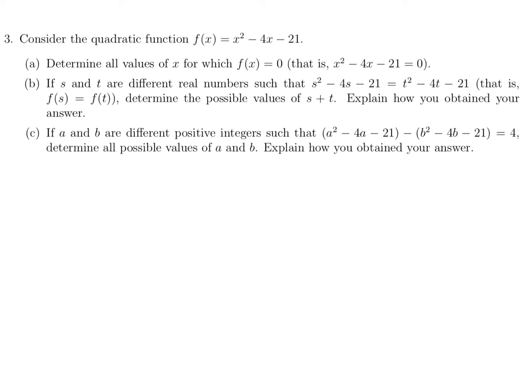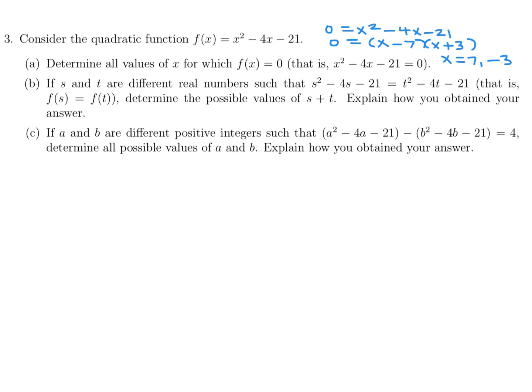Consider the quadratic function f of x equal to x squared minus 4x minus 21. Determine all values of x for which f of x is 0. So 0 is equal to x squared minus 4x minus 21. And we factor, 7 and 3, I believe minus and plus, right? So therefore x is either 7 or -3. And that's it for part A.